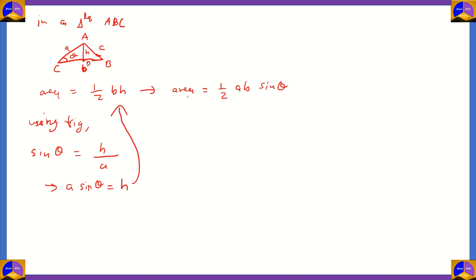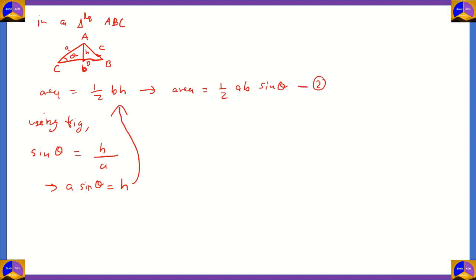So basically, using the sine function, we've now converted the area of a triangle from half base times height into half of two sides times sine theta, where theta is the angle between the two sides.